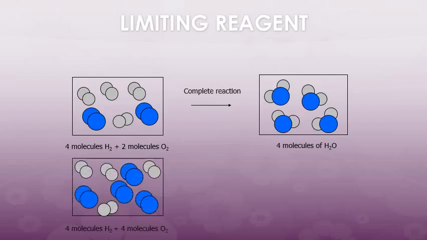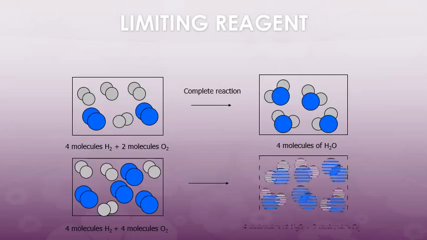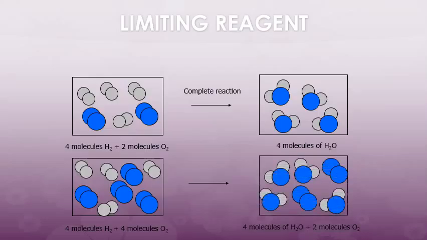But what about if I have 4 H2, so 4 hydrogen molecules and 4 oxygen molecules? This time, there's going to be one that's limiting and one that's in excess. So I have leftover oxygen here, which means that the oxygen is in excess and the hydrogen is the limiting reagent here.